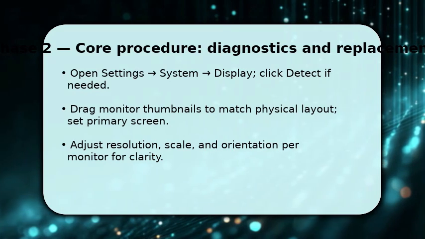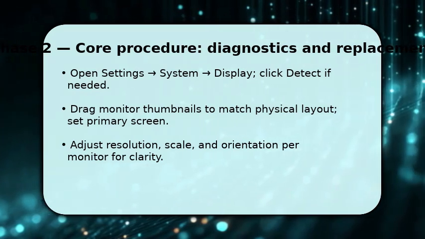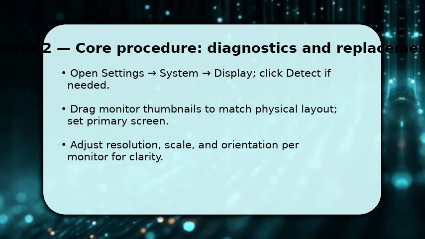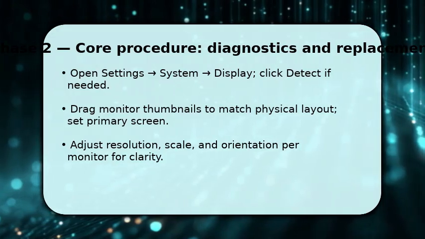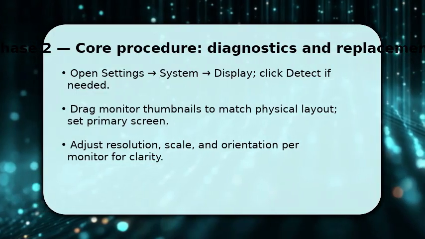You then move into Windows 11 settings to teach the OS how your screens relate. Open Settings, go to System, then Display. Once there, click Detect if a monitor doesn't appear, and drag the monitor tiles to match your real desk layout so mouse travel feels natural. Make one display primary to place the taskbar and main apps.